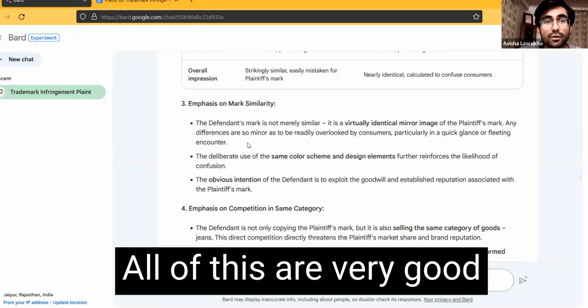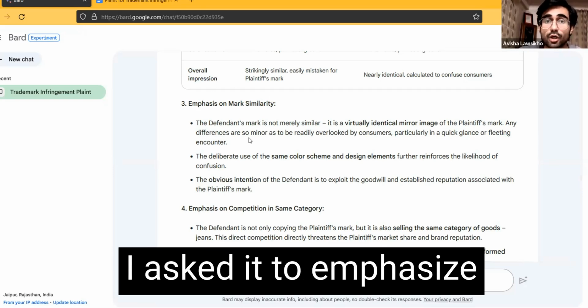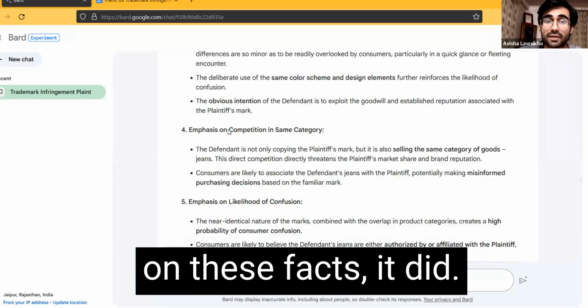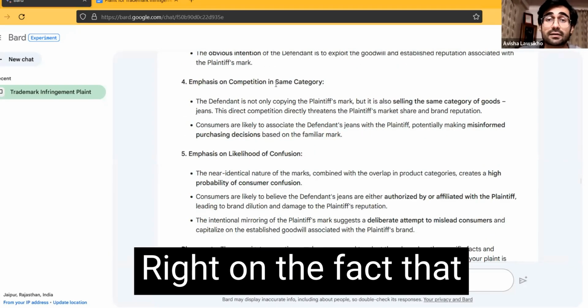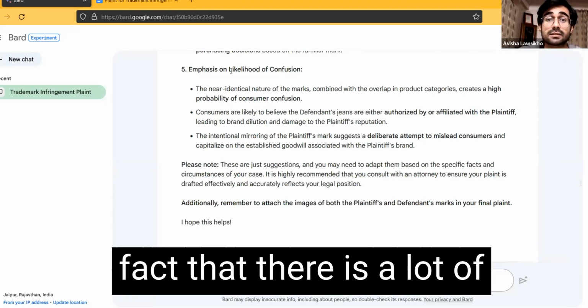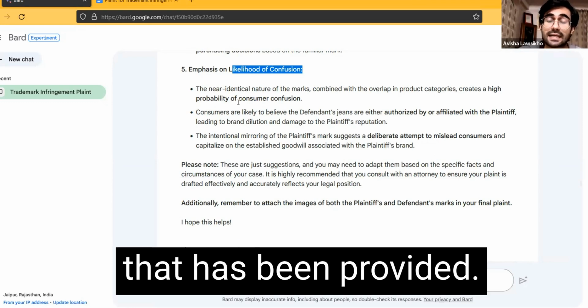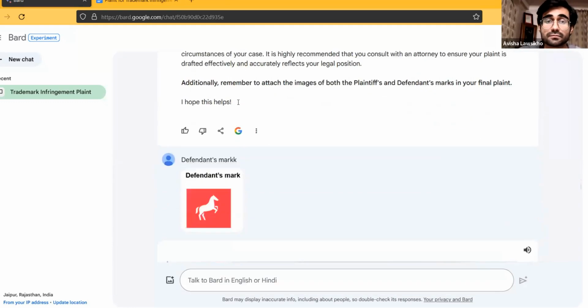All of this are very good points that were not there earlier, but when I asked it to emphasize these facts, it did, right? On the fact that they belong to the same category of goods. Then there is the fact that there is a lot of likelihood of confusion. So more emphasis on that has been provided.